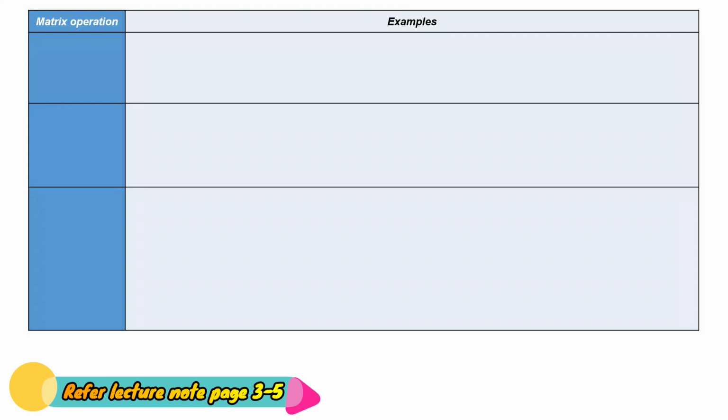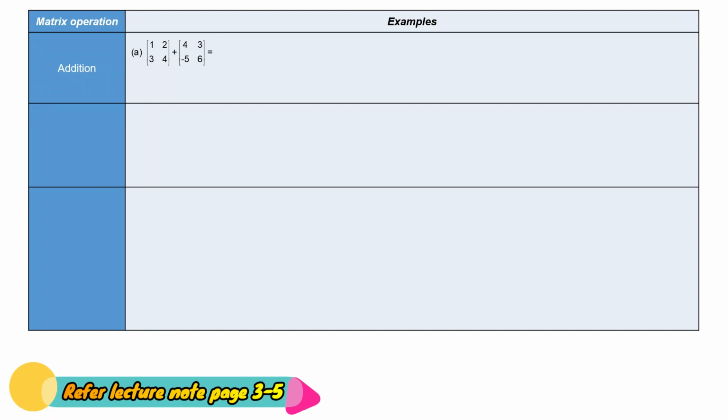Okay, next. Now we move to matrix operations. First, we have addition. For example, if we have the matrix 1, 2, 3, 4 plus 4, 3, negative 5, 6.